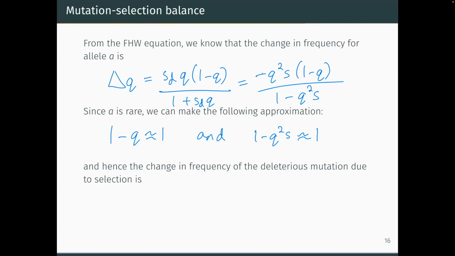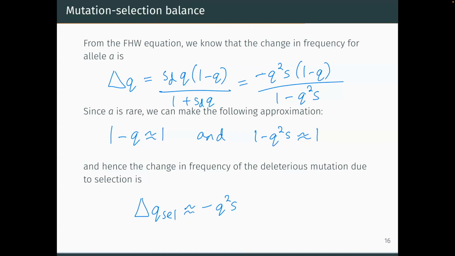And so the change in frequency of this deleterious mutation just due to selection, we've not talked about mutation yet, the change in Q due to selection is going to be approximately equal to minus Q squared S. And that's just substituting in these approximations into this equation. So it's the change in frequency in one generation of this deleterious mutation just due to selection. And so this is negative. This is that force pushing in one direction, saying, okay, well, it's deleterious. It's being purged from the population. So selection is trying to remove this deleterious allele from the population.